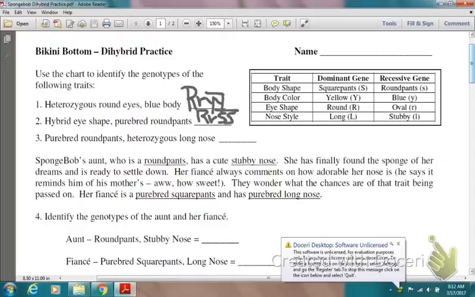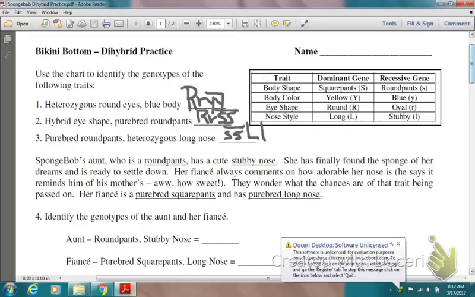Okay, all right, go ahead and do the third one. Look at those 2 and fill it out. All right, if it's a purebred round pants, what's that? Little s, little s. Okay, and then our heterozygous long nose? Big L, little l. Okay. All right, so we got it so far. It's the same thing that we've been doing, basically, except you're just putting them side by side.